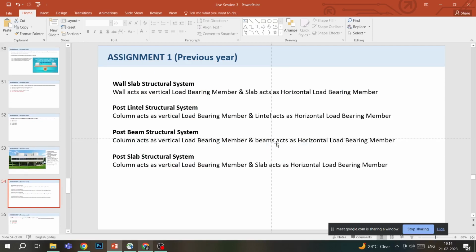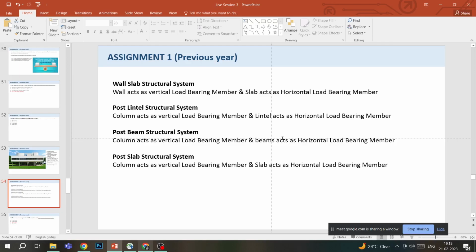So what is a wall slab structural system? In a wall slab structural system, the wall acts as the vertical load-bearing member and the slab acts as the horizontal load-bearing member. Usually the walls in this case are shear walls. In a post-lintel structural system, columns act as the vertical load-bearing member and the lintel acts as the horizontal load-bearing member. In a post-beam structural system, the column acts as the vertical load-bearing member and the beam acts as the horizontal load-bearing member. In a post-slab structural system, the column acts as the vertical load-bearing member and the slab acts as the horizontal load-bearing member. So it's very clear how the arrangement between these structural systems works.